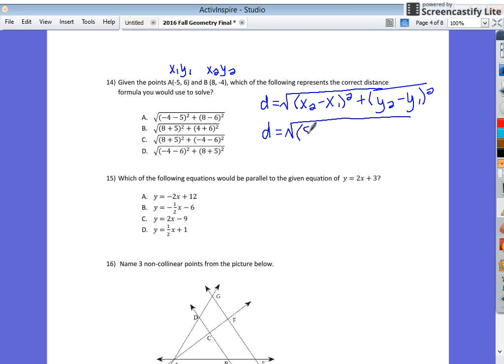x2 is 8, and that's minus our x1, which is a -5. Make sure to include both. y2 is -4 minus 6. We need to simplify here. That becomes a positive. So C is our correct answer.